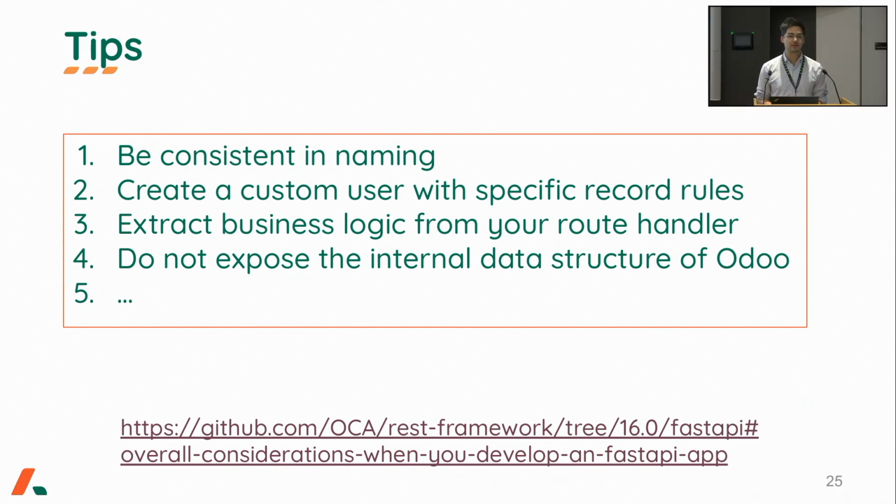Before ending my presentation, I would like to give some tips. So first of all, be consistent in the naming of your routes and all your definitions of your API. Then create a custom user with specific record rules, because as I said before, you are attaching a user to your endpoint, and this user will be used when you are calling your routes of your API.